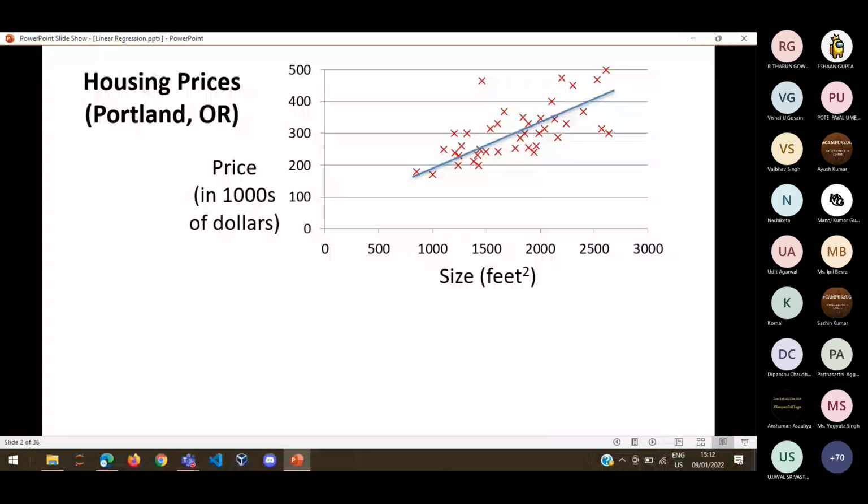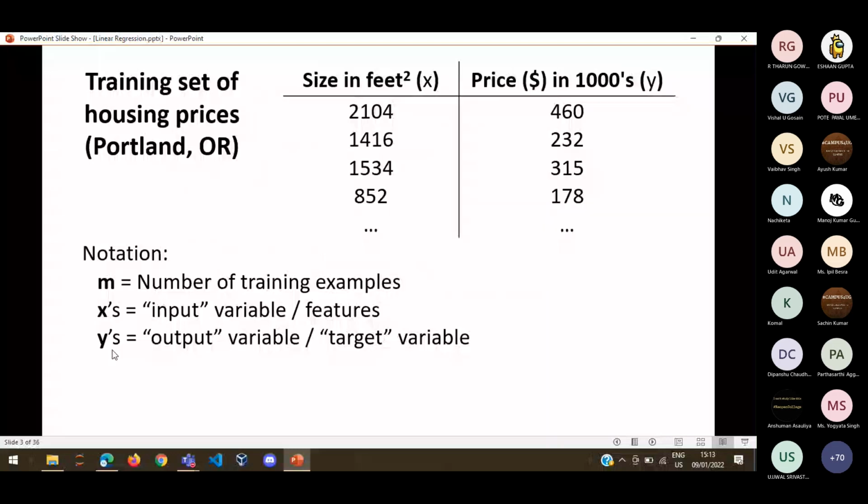So this is the data set in the form of a table. There is some terminology associated here. This is m. m is nothing but the number of training examples in our training data set. And x is your input variable, and y is your target variable, right? So it is a pretty simple data set, no big deal here. So we have this training data set ready, right? And the size of the house also.